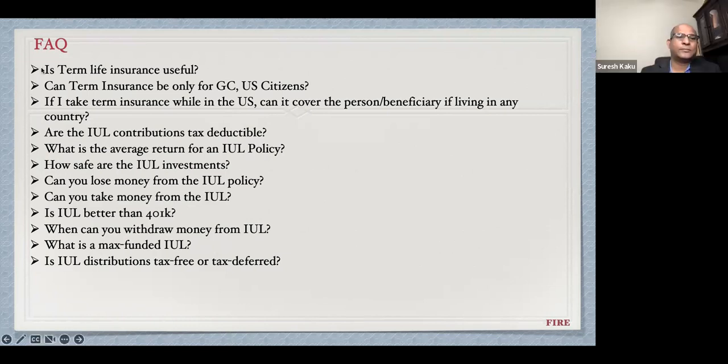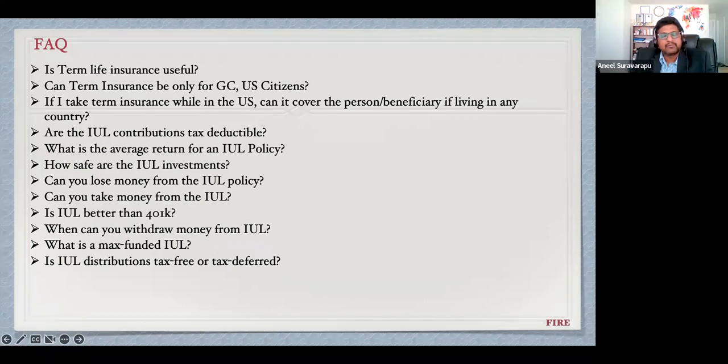So are the IUL contributions tax deductible, Anil garu? No, since the cash value coming from the policies is completely tax free, you cannot claim the premiums that you paid.